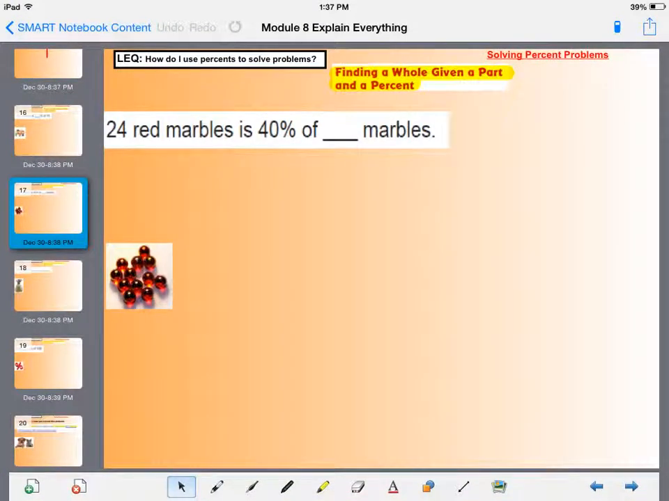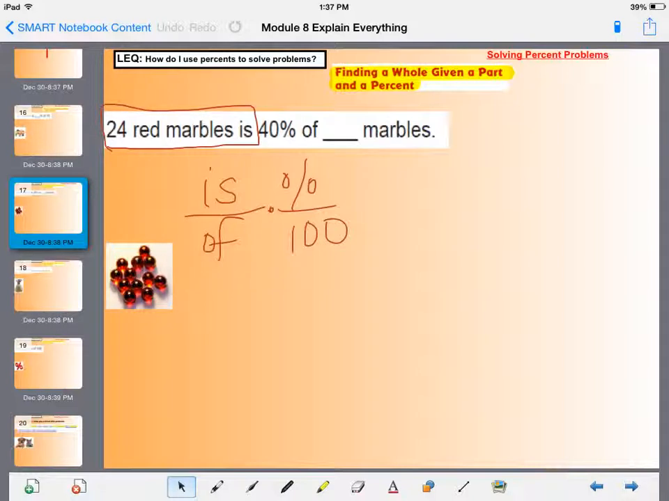Using that same formula, I always ask you guys to write the formula first, and that way it'll help you plug in the numbers. So is over of times percent over 100, and now we have to determine what information is given and what it is that we are solving for. So 24 red marbles is the "is," so we go ahead and plug that in. 40% of marbles. We don't know the "of," so that's what we're solving for, so that's our x. We know the percent is 40%, always over 100.